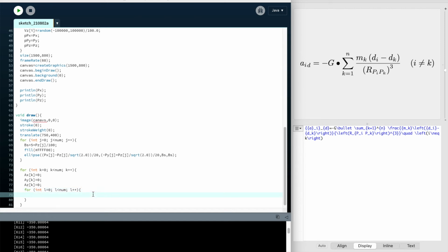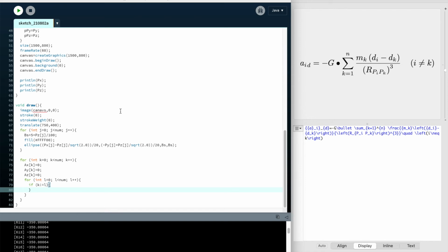And so first of all, we have to make sure that these two objects are not the same object. So only if k is not L do we run this code. So k shouldn't be L. And then if k is not L, then we say ax of k is equal to, when we look at this equation, we have g, and I don't really care about g because g is just a constant, so let's just not use g.